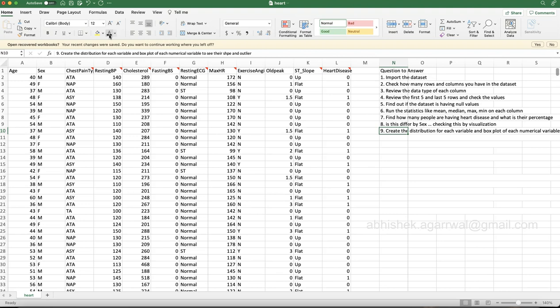Now the next question is to create the distribution for each variable and a box plot of each numerical variable, and see their shape and outliers. This helps understand the distribution of the data, basically what the column distribution is, and whether it is right skewed or left skewed, that means where the observations are mostly grouped and where it is not showing any grouping, or it's flattened. So that's one thing, and the box plot helps you look at the outliers.